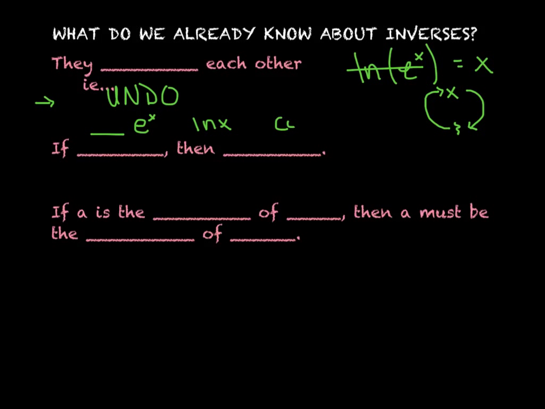Another example would be the cosine of arccosine. Cosine and arccosine undo each other, and you just get theta.